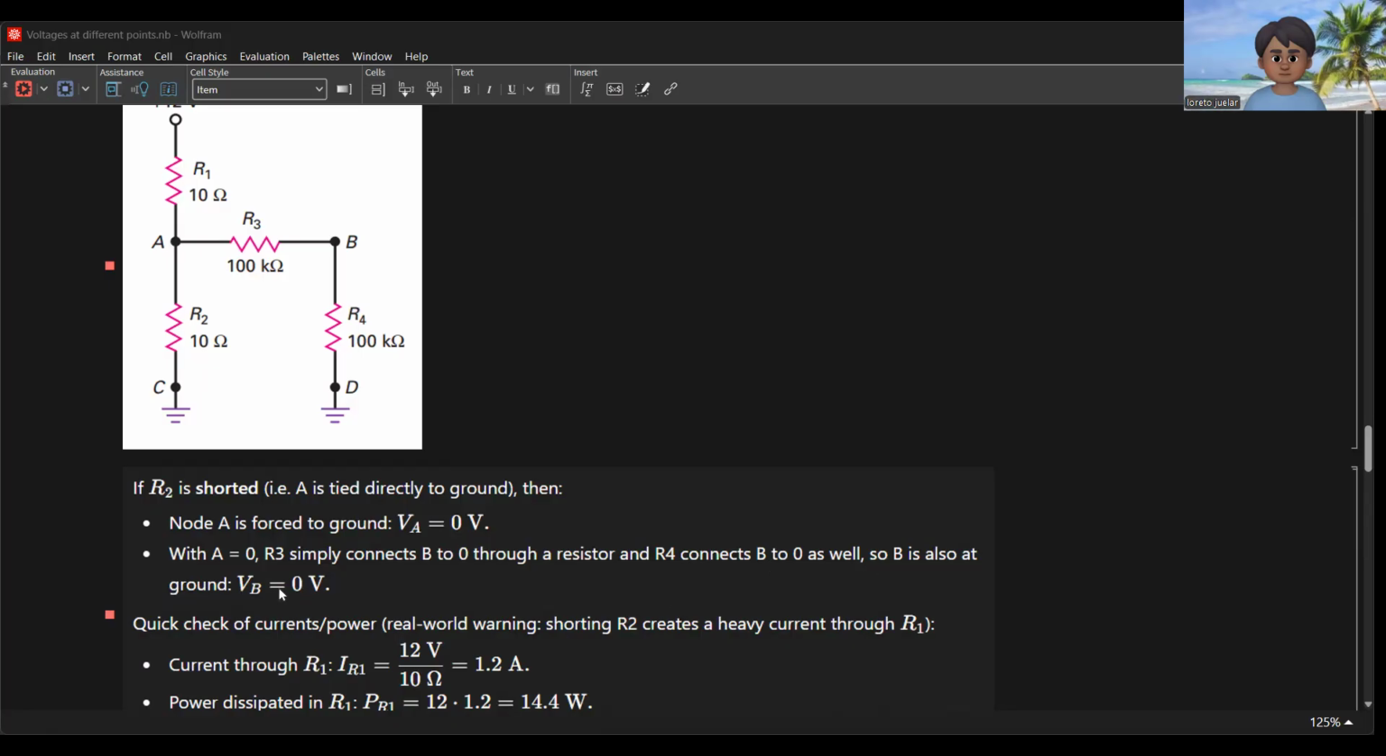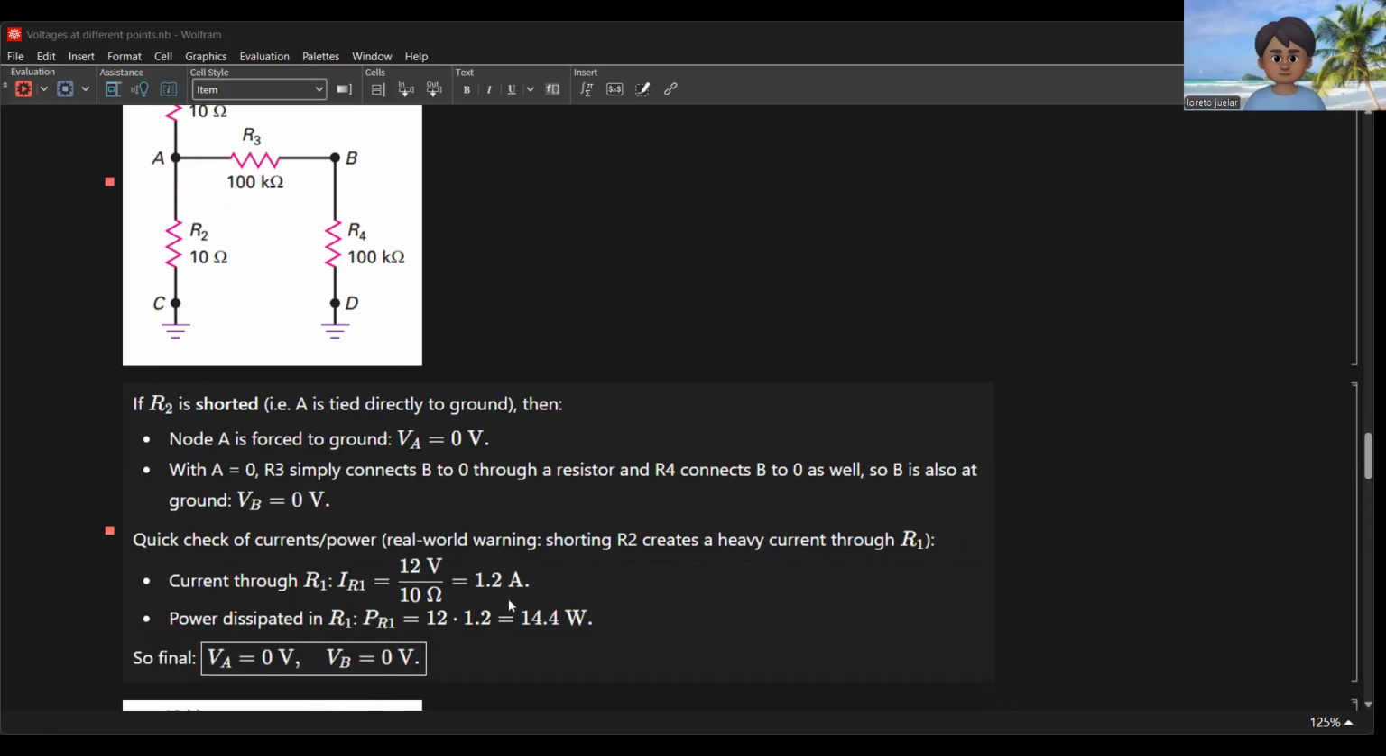So the voltage at point B is equal to 0. Since this is equal to 0, there is no source voltage here. So the voltage at point B is also equal to 0. So quick check of currents, power, real world warning.